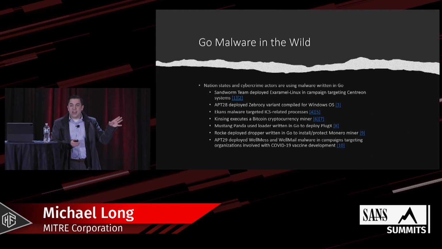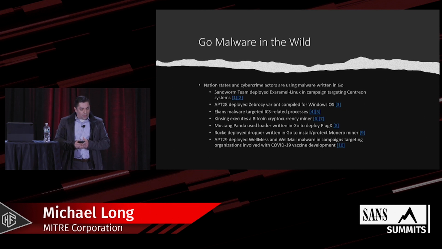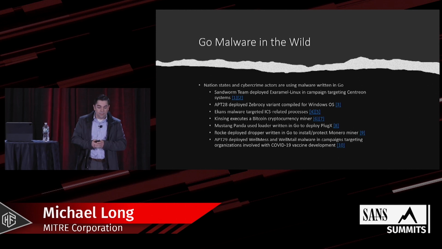So kind of a good example of a nation state-centric actor. You'll also see some more run-of-the-mill opportunistic actors. For example, there's Kinsing, there's Rocke. They were basically deploying cryptocurrency miners on target, again, written in Go. So mining Bitcoin, Monero, and so on.